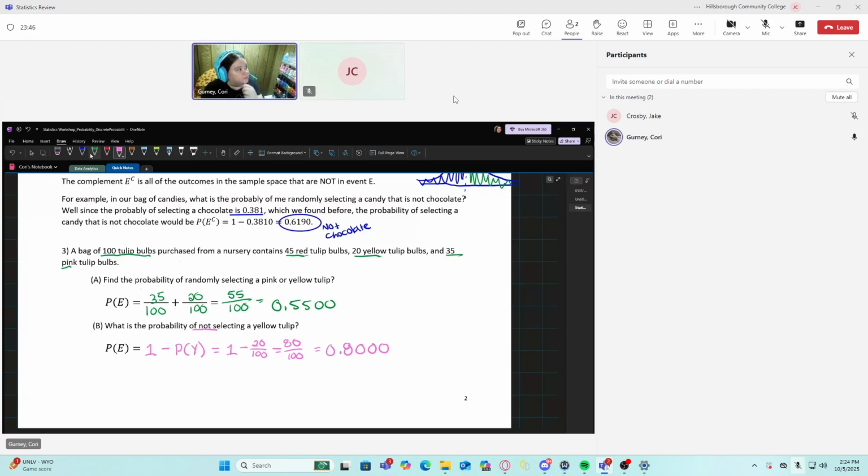Again, the reason why this is so important with the complement is because I may not know what the not is, but I do know what yellow is. So I can use yellow to find out what it wouldn't be. And I can see that the ratio of yellow to the ratio of everything else is going to be very, very low. So it's a very big chance, 80%, that they would not choose a yellow. They would either choose red or pink.